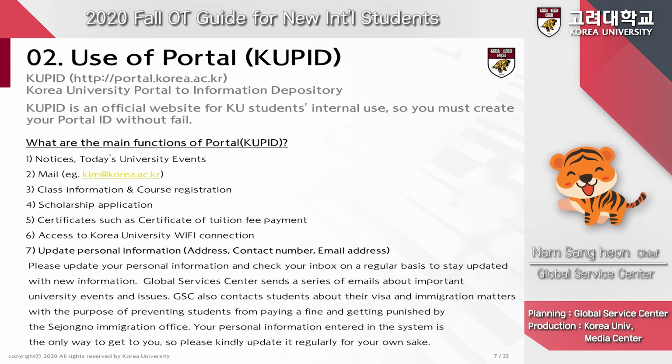Usually called KUPID, it is our university's website that every Korea University student, both local Korean and international students, must register and create an ID on. Through KUPID, you can check important notices, academic calendars, apply for scholarships, update your personal information, and more. Also, once registered, your Korea University email account is created. So you can access your school email here and use our university's Wi-Fi if needed.